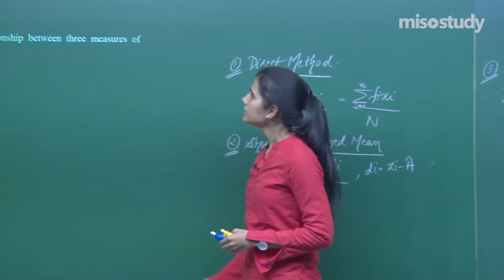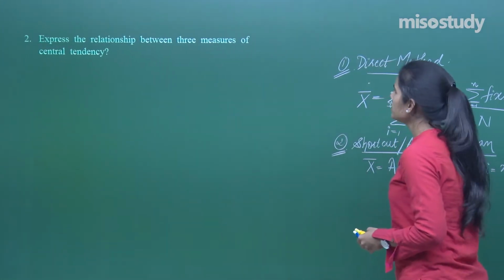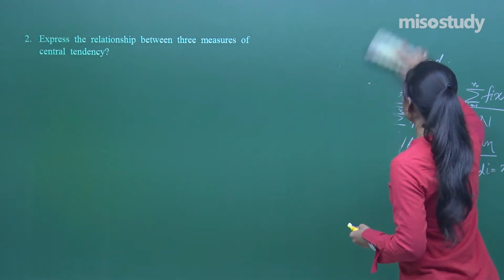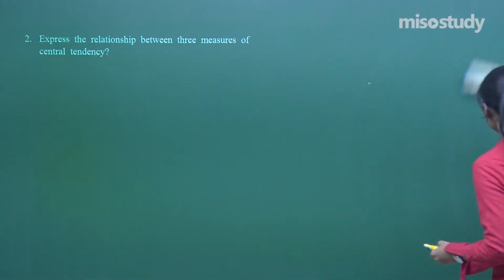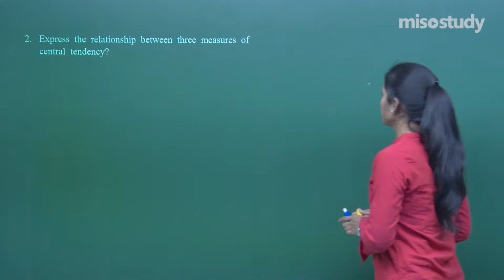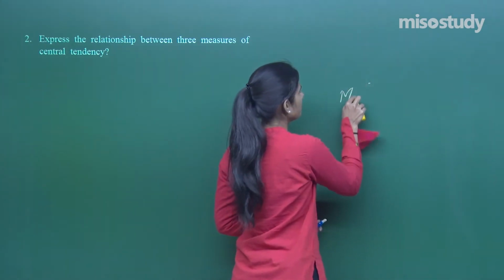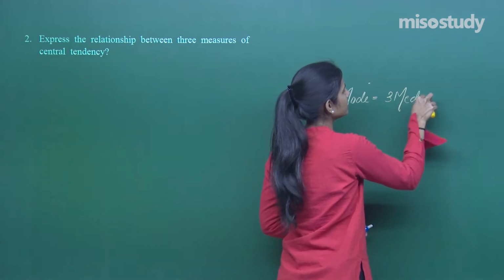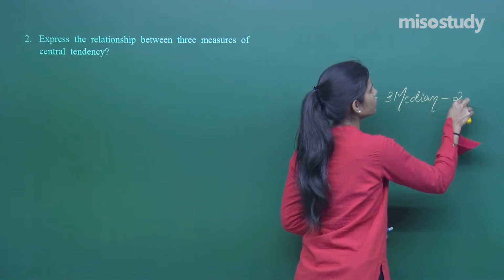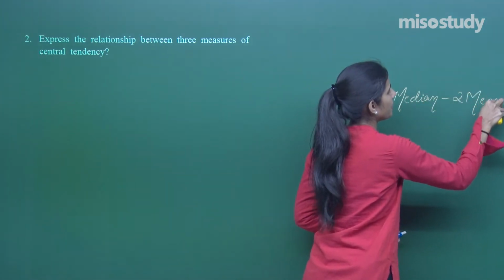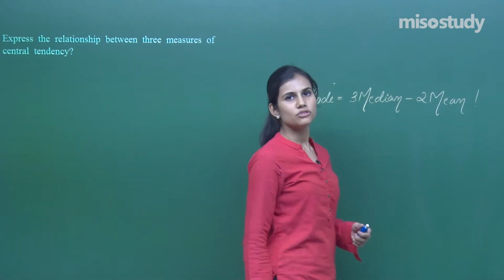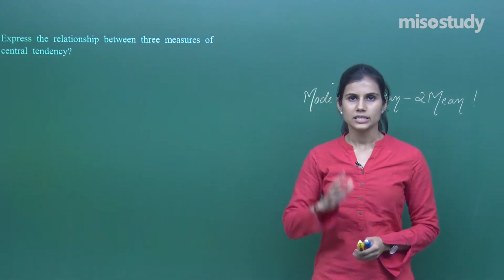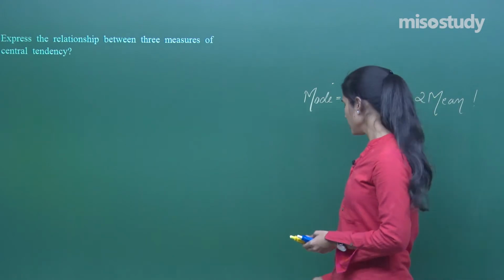It says that express the relationship between the 3 measures of central tendency. So the 3 measures of central tendency have what relationship? The relationship is nothing but mode is equal to 3 times median minus 2 times mean. That's the relationship between the 3 measures of central tendency, the mean, median and mode.